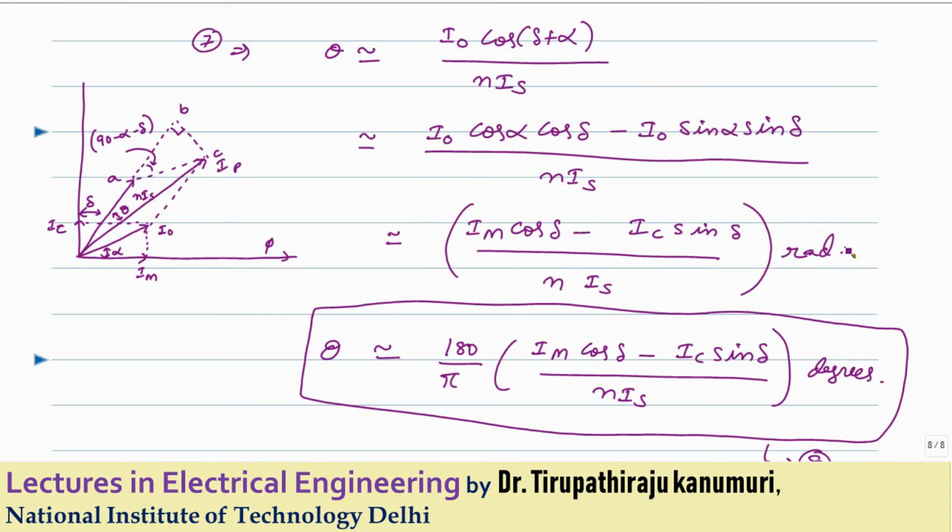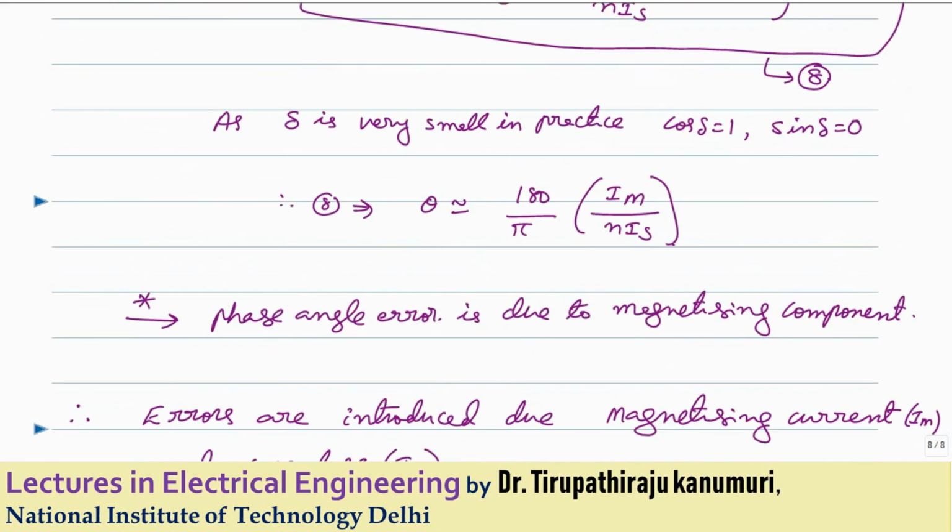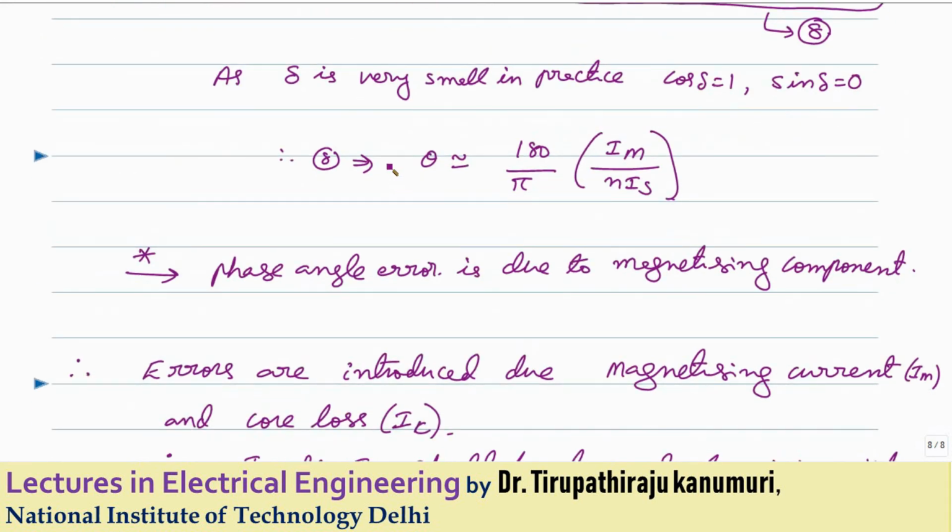Okay, remember this angle is in radians, not in degrees. If you want to convert this to degrees, you can convert radians to degrees by multiplying with 180 divided by pi. So I have multiplied 180 divided by pi. So then this angle error converts to degrees. Ideally this theta should be equal to 0, but in practice it is not 0.